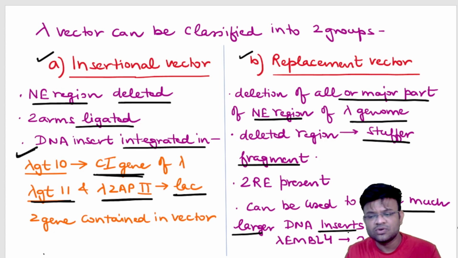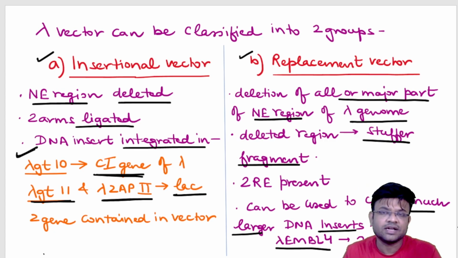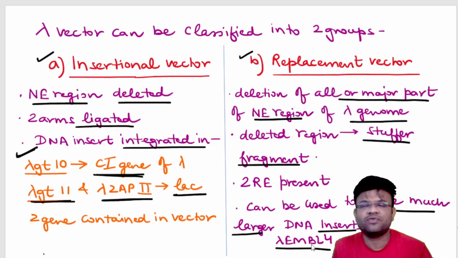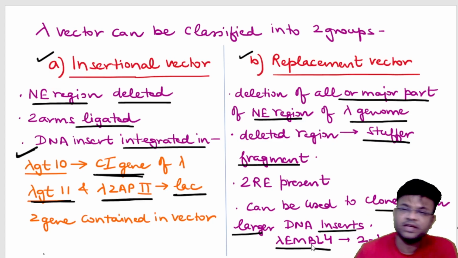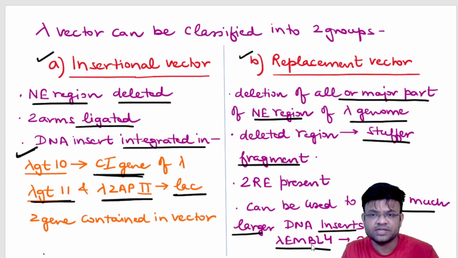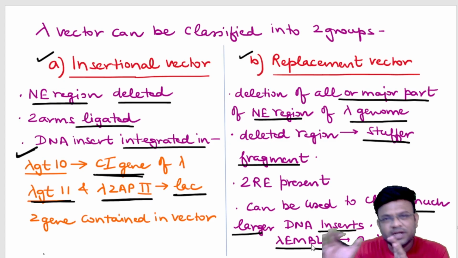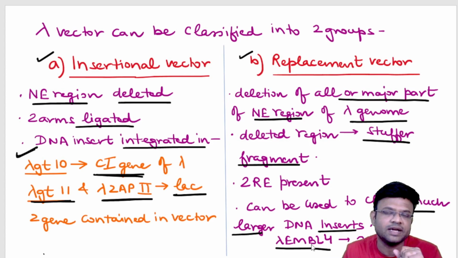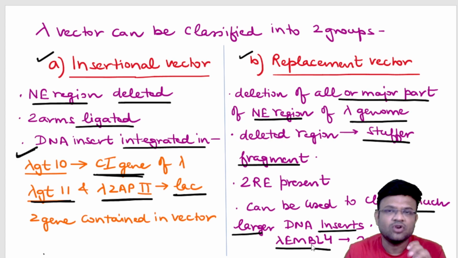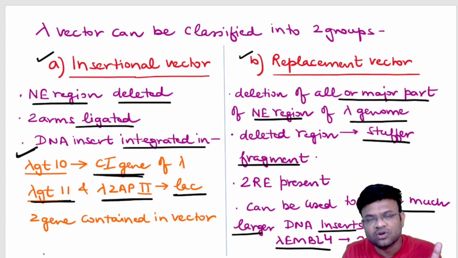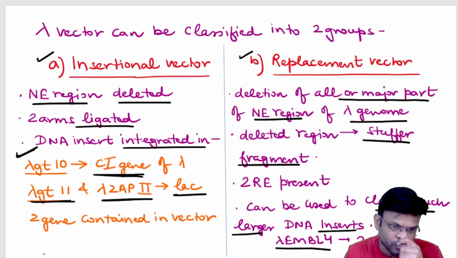Roughly, lambda EMBL4 is a kind of vector that has a 20 kb insert size. This is again a very interesting thing. So roughly, what is the insert size that you can integrate? Roughly 15 to 20 kb can be integrated inside a lambda genome because of the modifications that can be done. Obviously, replacement vectors would have more of a window as compared to insertional vectors. Now let us move on to the next thing.